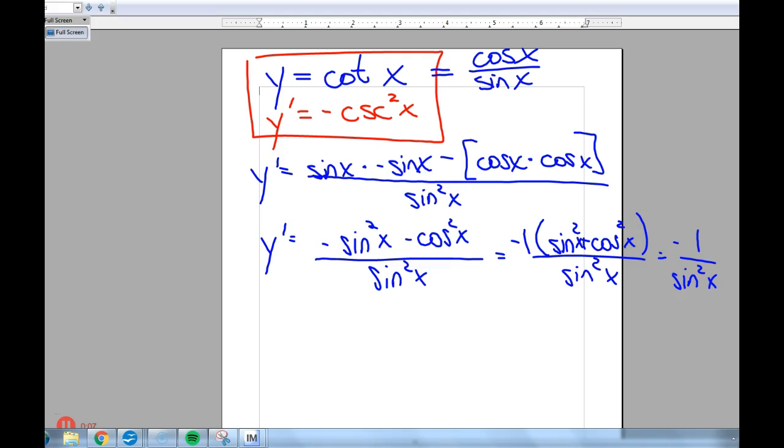Everything that starts with a C, well, I got 2 so far, but there's one more coming, has a negative derivative. So that's a little tip to help you remember it. Cosine had a negative derivative, right? Cotangent has a negative derivative, and cosecant will also have a negative derivative. So if it starts with a C, your derivative is negative. Alright?